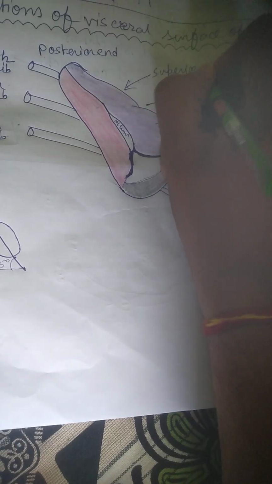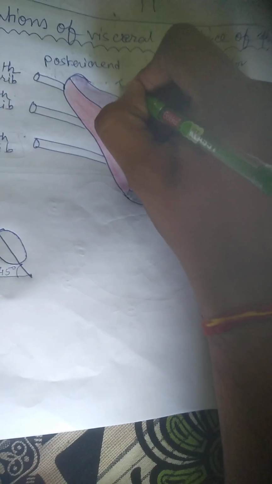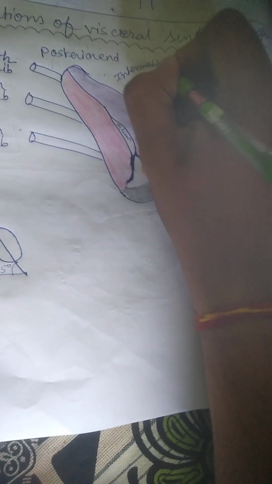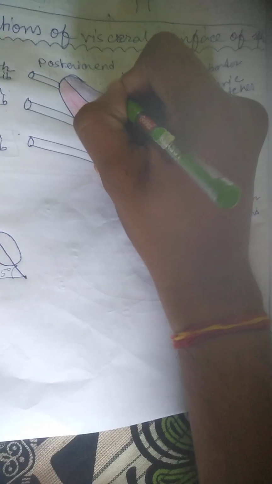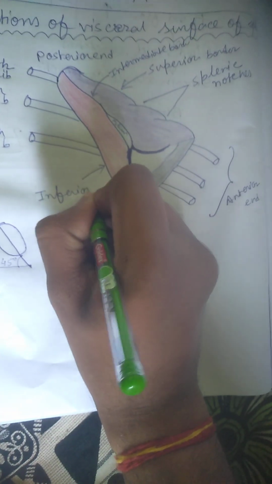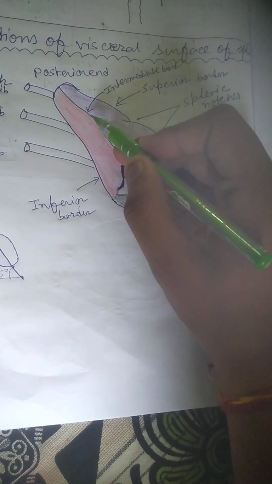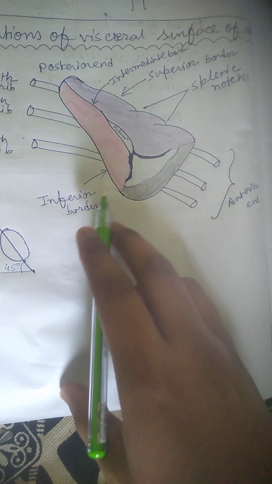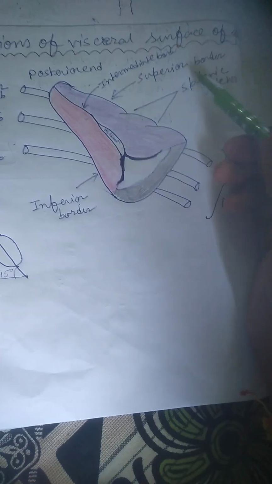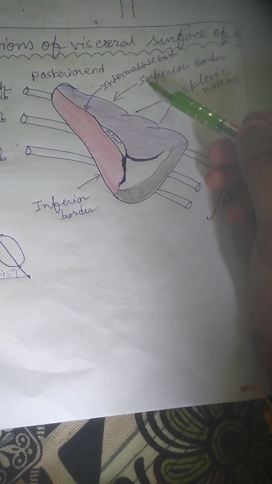There are three borders of the spleen. This is the superior border, this is the intermediate border, the middle part, and this is the inferior border. Okay, the hilum of the spleen is mainly situated between the superior border and the intermediate border of the spleen.